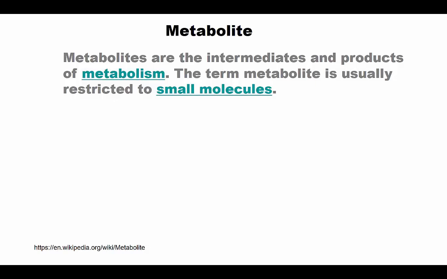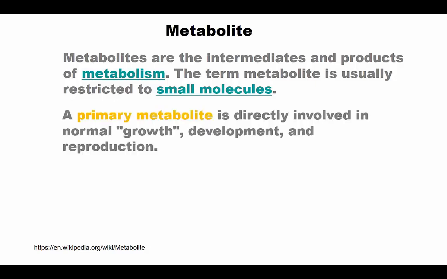Now here's one question: how small is the small we consider? By usual convention, metabolites are usually organic molecules with less than 1,500 molecular weight. Those molecules we usually call metabolites. And those metabolites are divided into two categories. The first one is the primary metabolites.